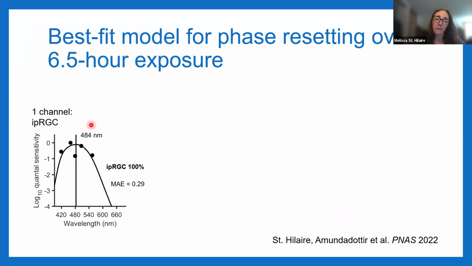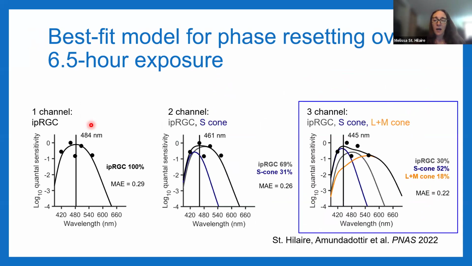Again, if we look at our fits of our 1, 2 versus 3 channel options, here is where our results are consistent with previous findings, that there is a pretty significant S-cone contribution. Now, again, this is a phase reset over the entire 6.5 hours. We can't break it down into smaller durations unless we did completely different light exposures that were shorter and did irradiance curves for all of them, which would be very expensive.